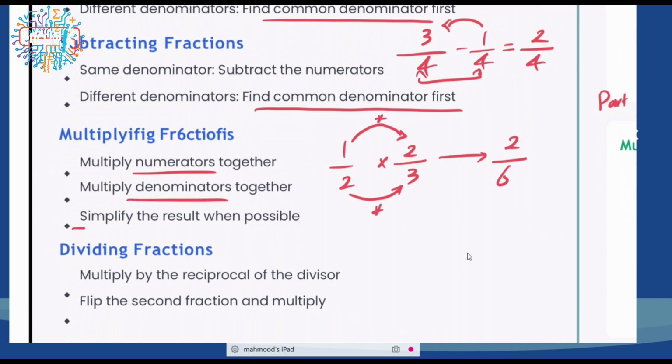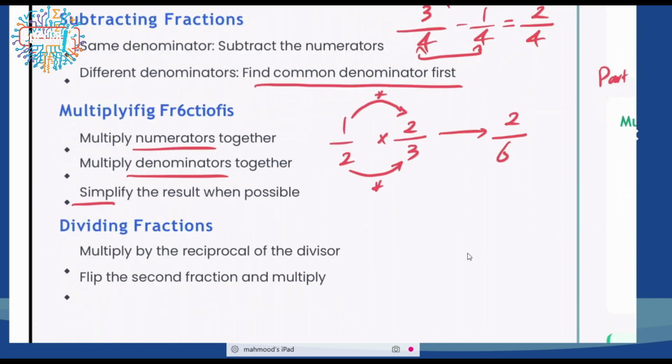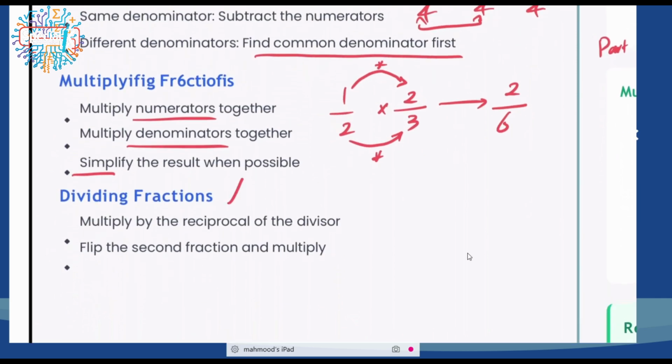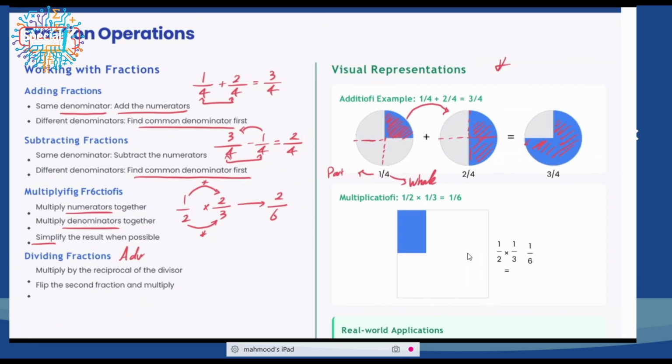And at the end, if you want, you can simplify the results. Again, this is not the thing you are going to cover. Dividing fractions is going to be a more advanced topic, and I think it would be better to talk about it in the next part. But we do have it that we can just divide two fractions side by side.